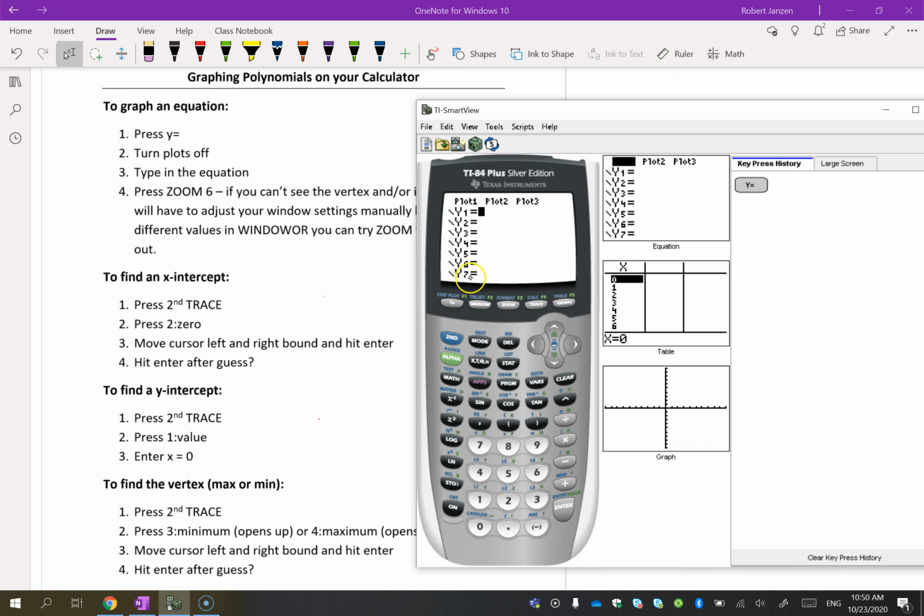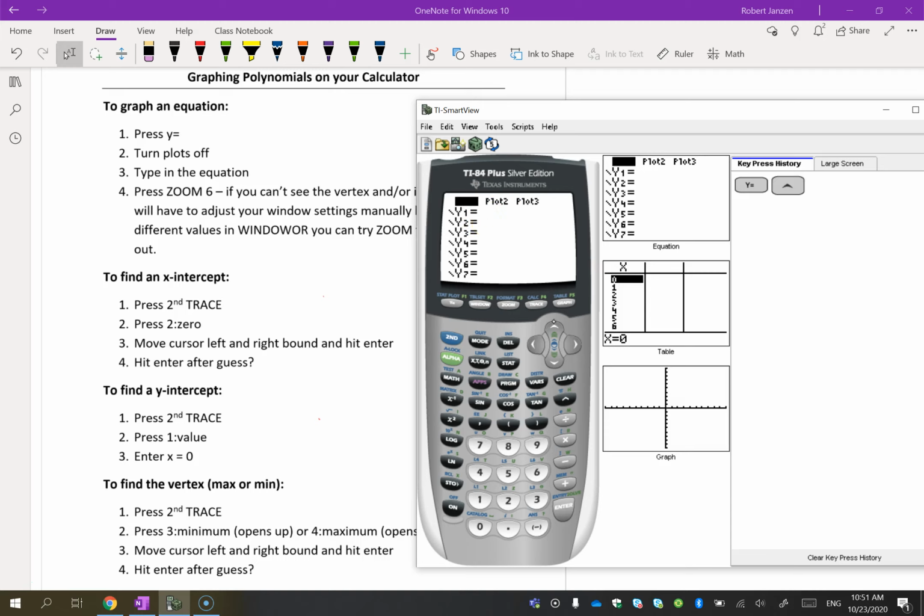You see there's y1 all the way down to y7. You can do all of those equations at one time. Usually we're just going to do one at a time. Okay, if you notice, right on the top of the screen it says plot 1, plot 2, plot 3. Those have to be like this. If there's a solid black square around them, that means that plot is on. You don't want the plot on if you're graphing a line here. So that's what it means by turning the plot off.